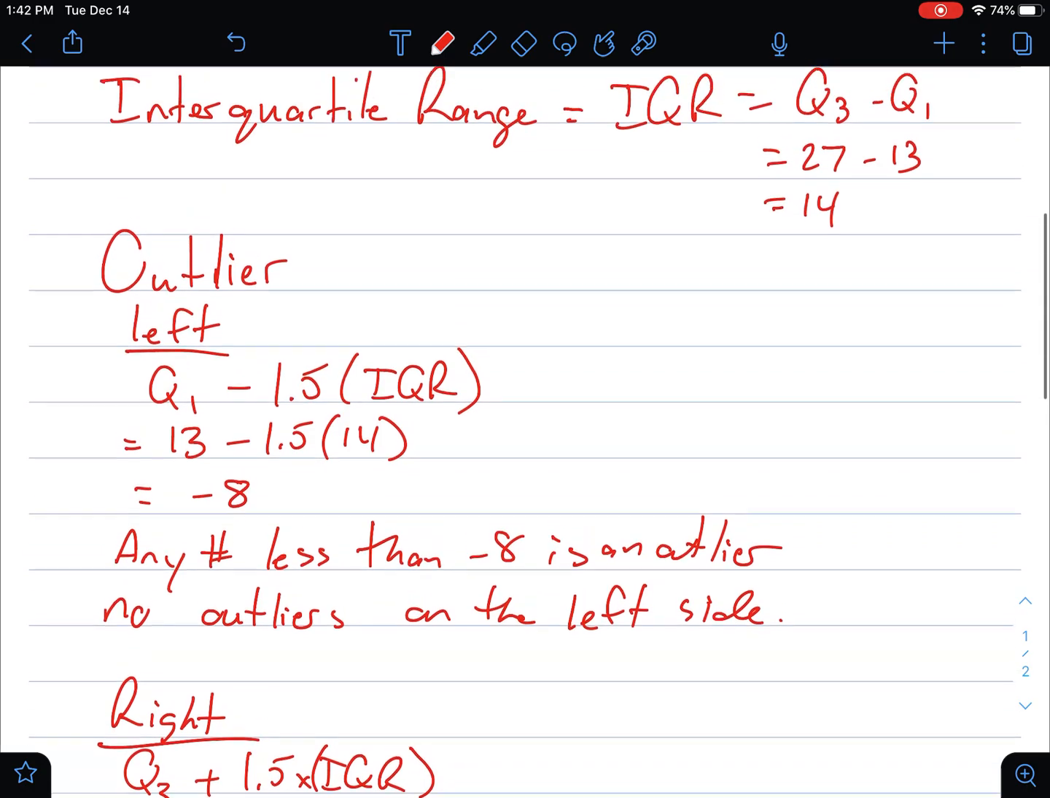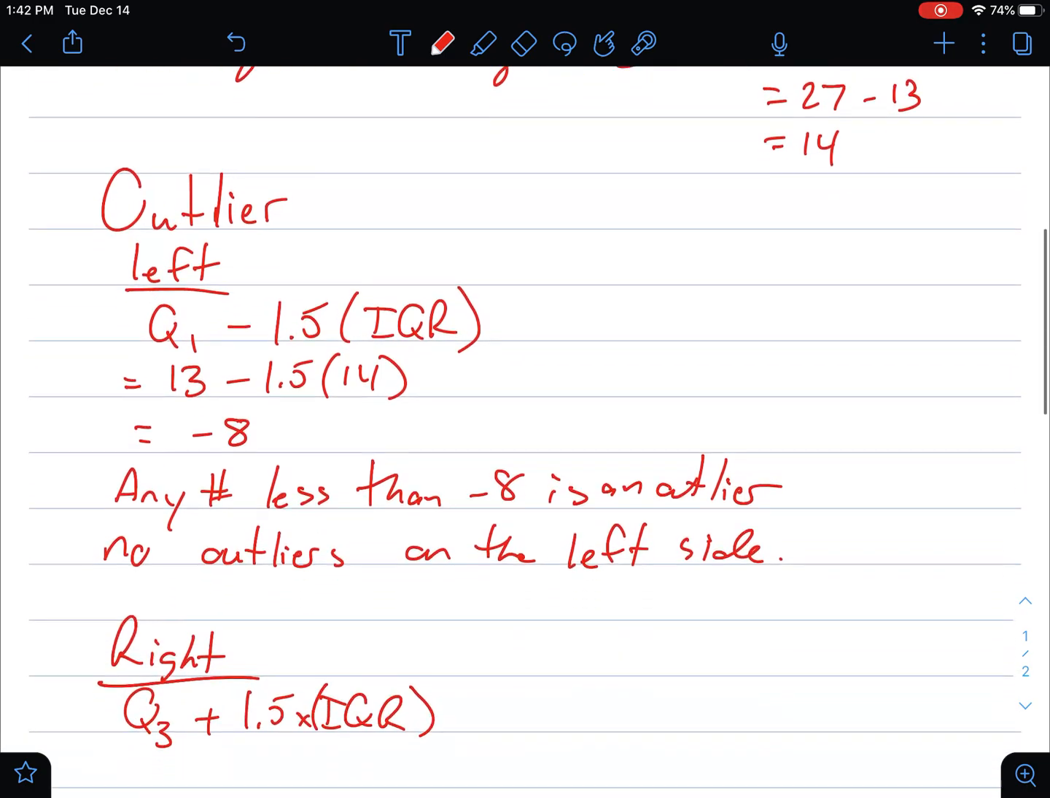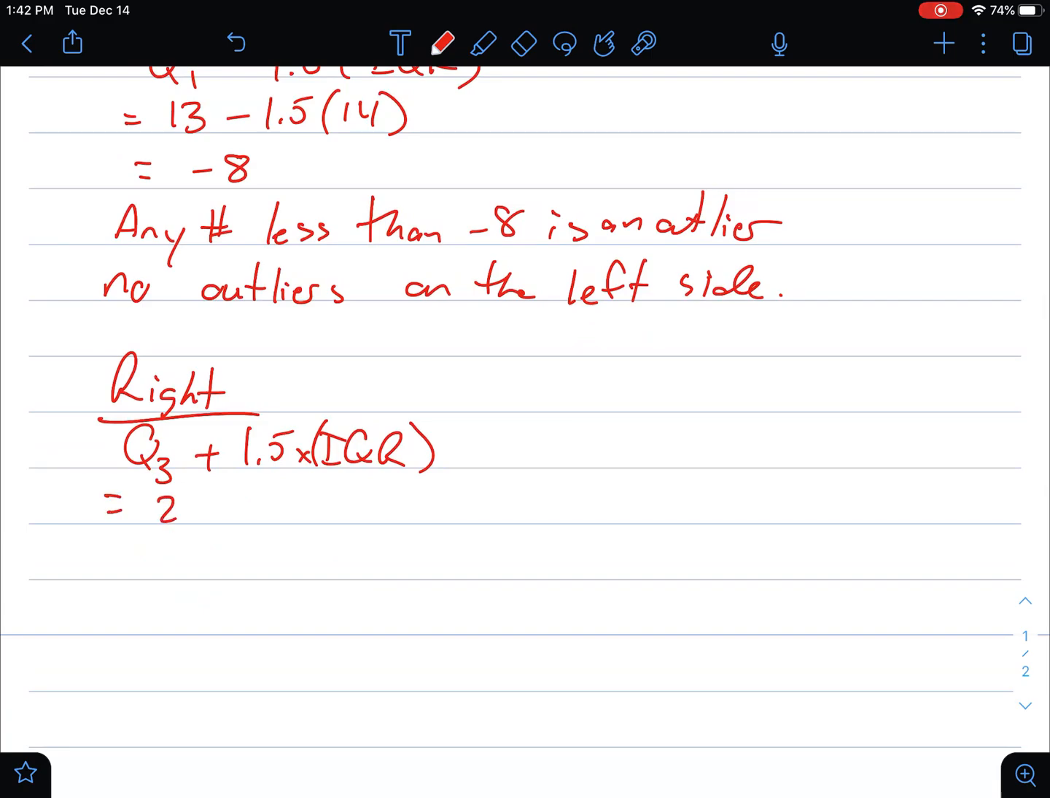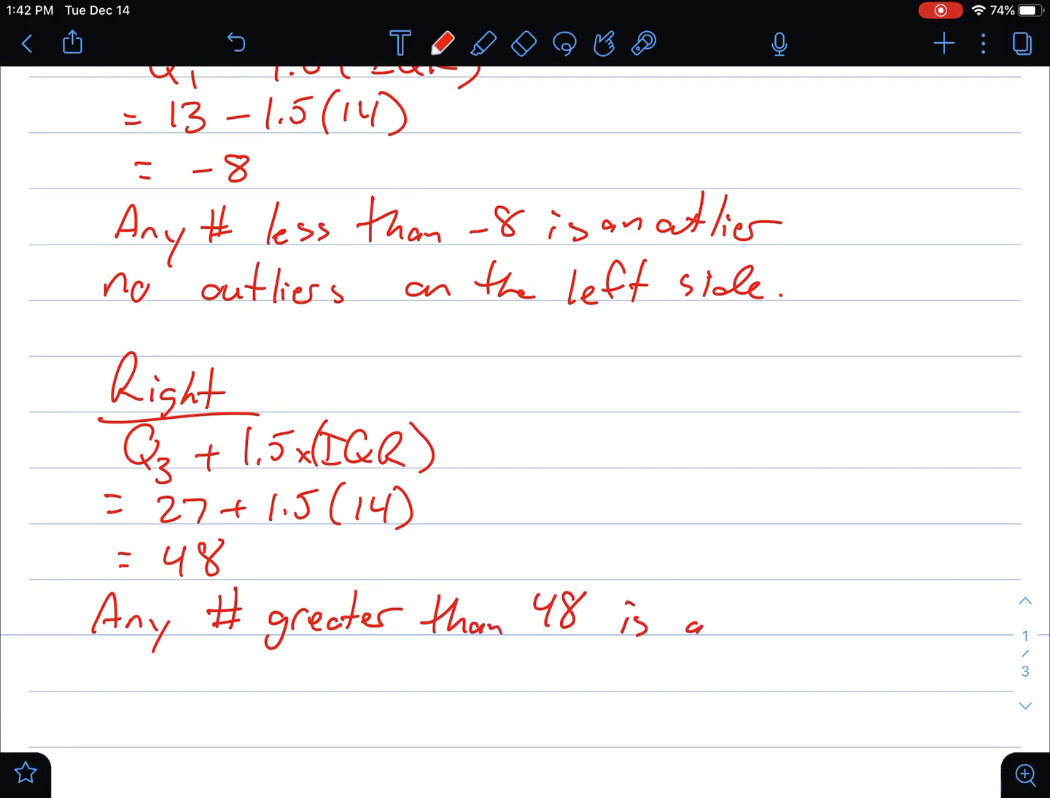Okay, so our Q3 was 27. It's 27 plus 1.5 times the interquartile range, which was 14. And what do we get? 27 plus 1.5 times 14. That's 48. So any number greater than, this time it's greater than because on the right side, any number greater than 48 is an outlier.